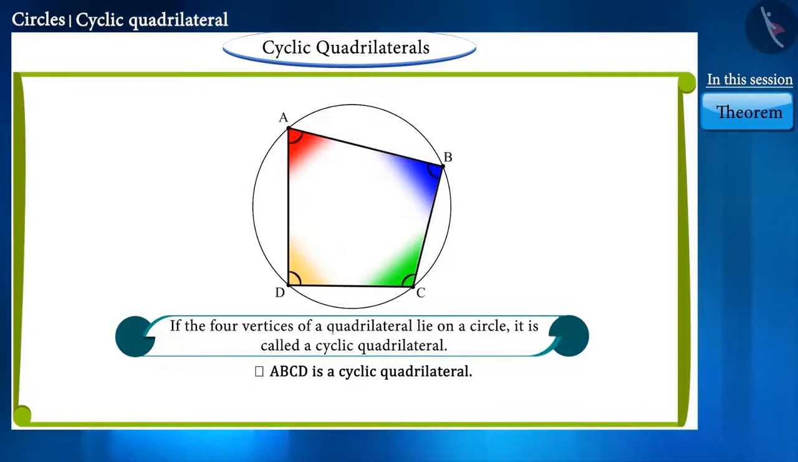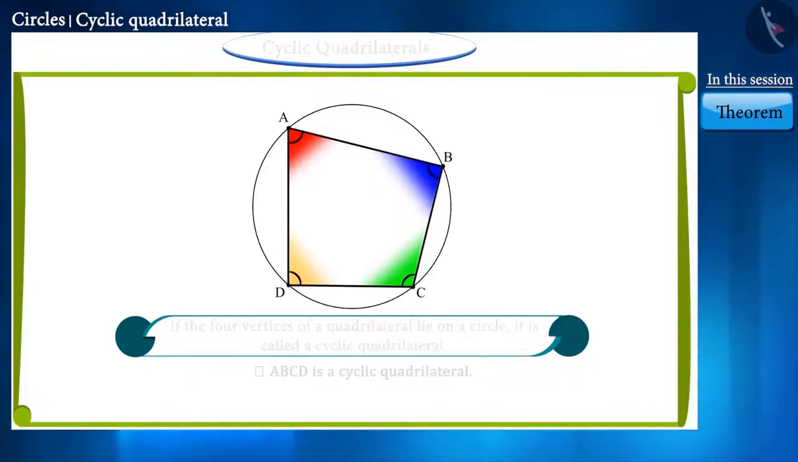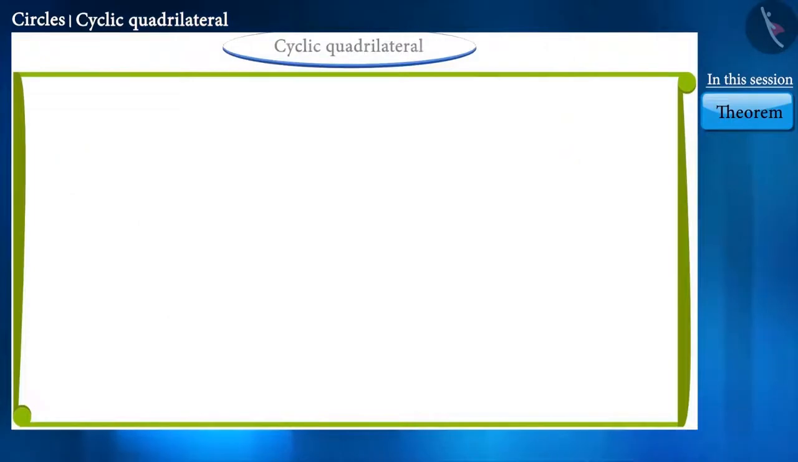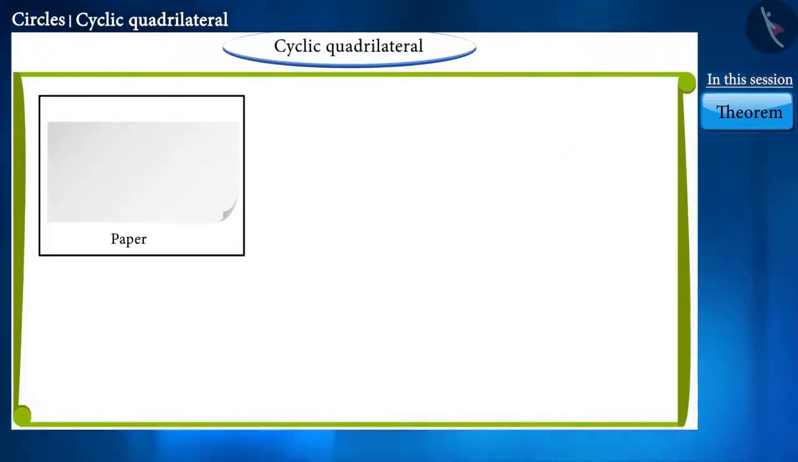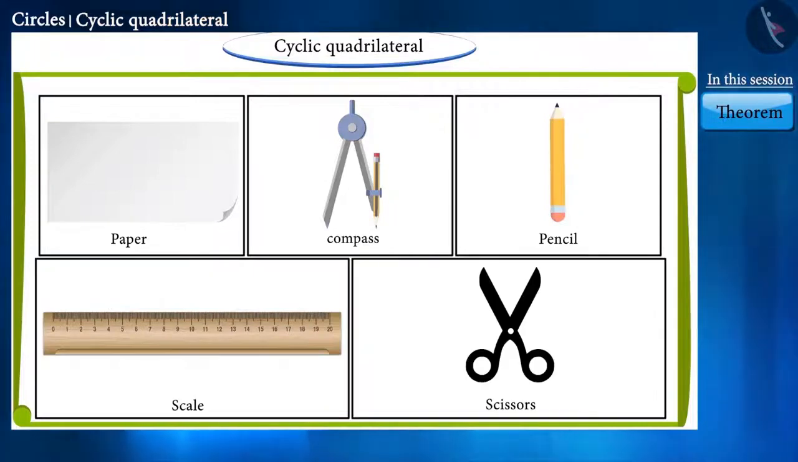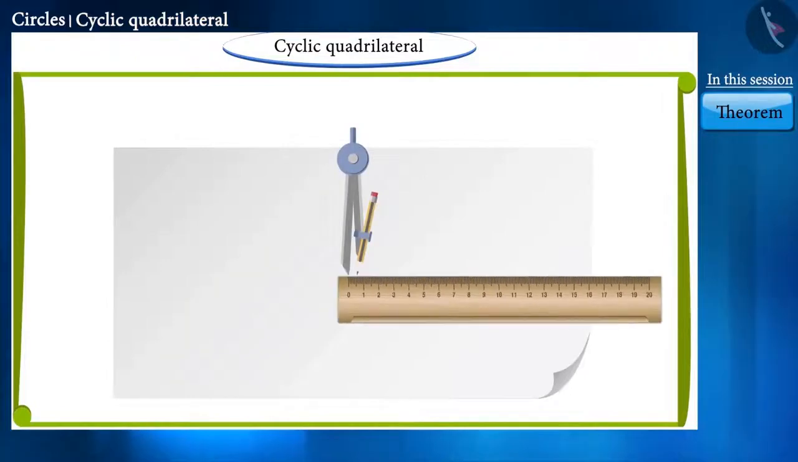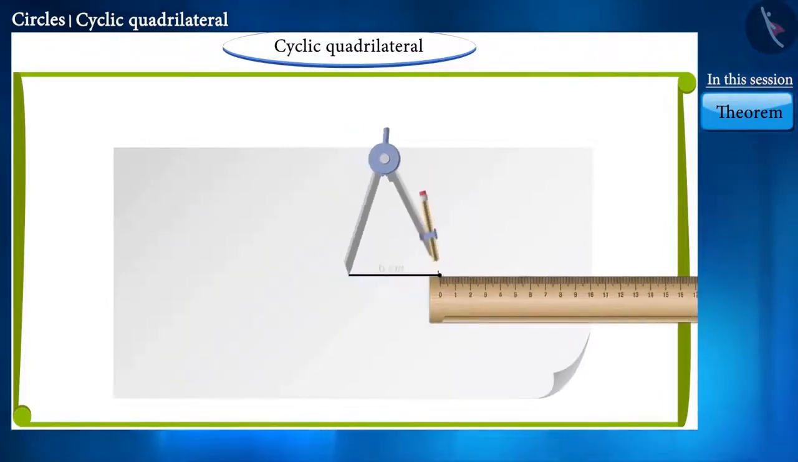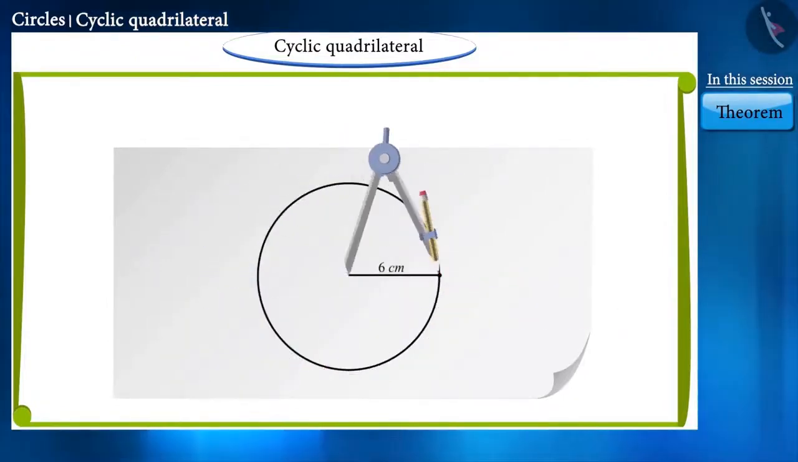There is an interesting relationship between the angles of a cyclic quadrilateral, which we will try to find out with the help of an activity. For this purpose, paper, compass, pencil, scale, and scissors will be required. With the help of a compass, let's draw a circle of radius 6 cm whose center is O on the paper.